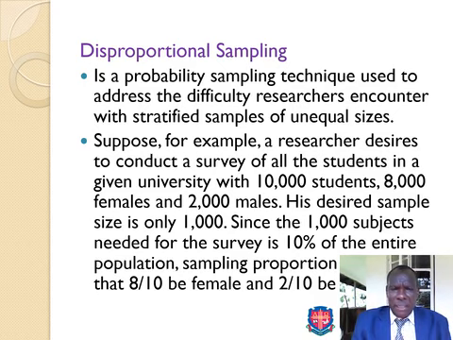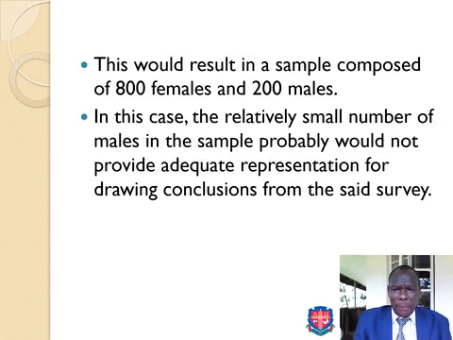8,000 are females and 2,000 are males. His desired sample size is 1,000. Since the 1,000 subjects needed for the survey is only 10% of the entire population, the sampling proportion is 8/10. So the proportion is 2 males for every 10 females. This would result in a sample composed of 800 females, and only 200 males.